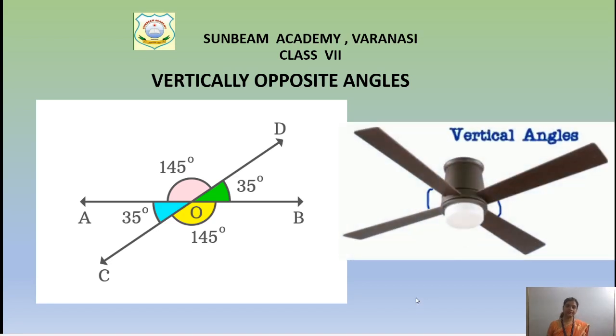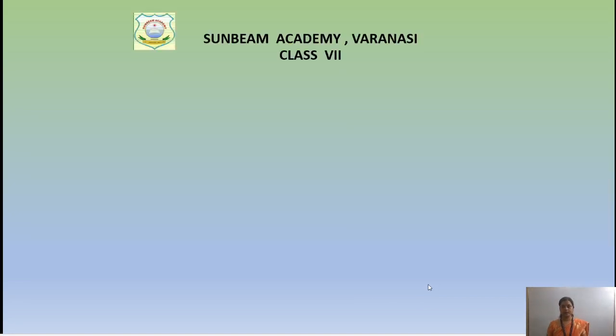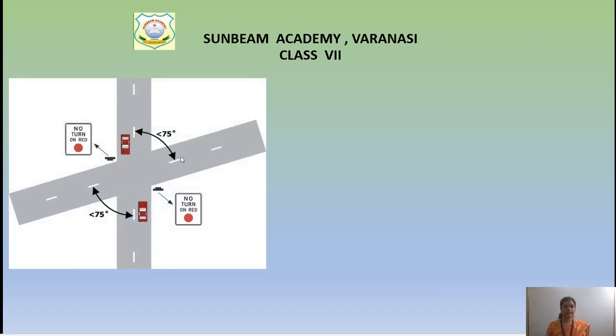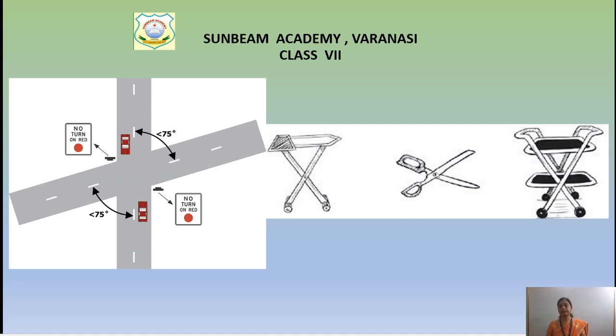See the daily life example of vertically opposite angles. Now see this one, the road. This road is an example of vertically opposite angles. Two straight roads are crossing each other. That's why they make vertically opposite angles, and the opposite angles will definitely be equal. See, these are the different examples of vertically opposite angles. I have collected various examples.